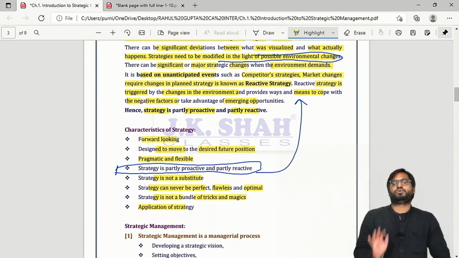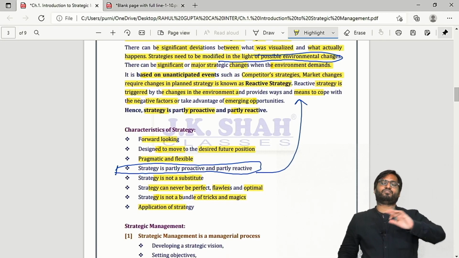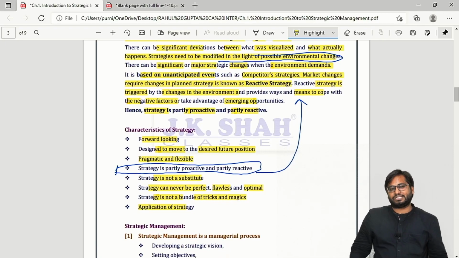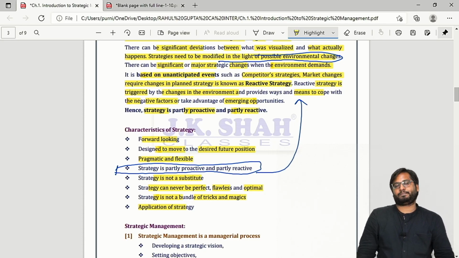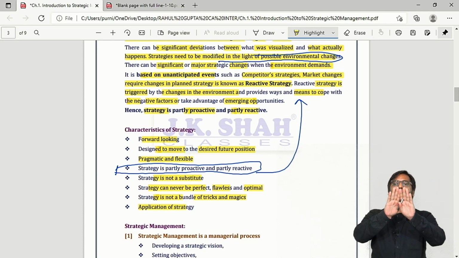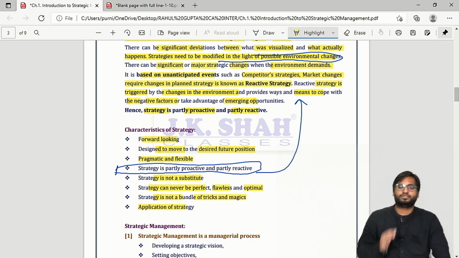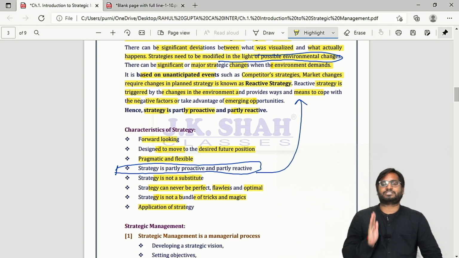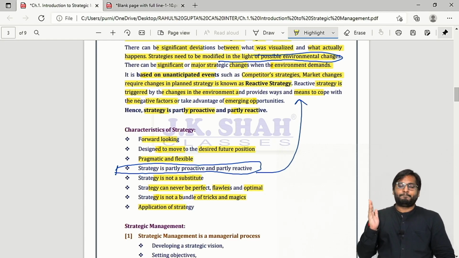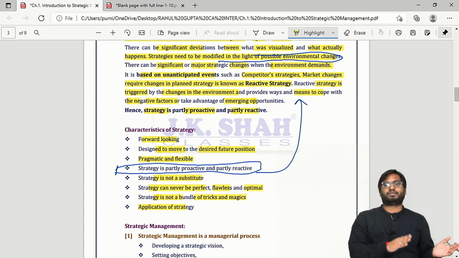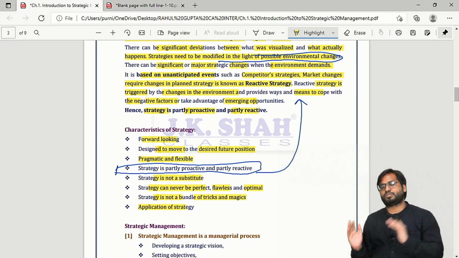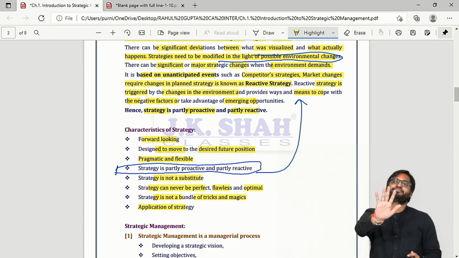So up to this point, we have studied what is management. We have also studied what is strategy. Now let's try to understand what is strategic management. It is nothing but combination of the two things, strategy and management. So what is strategic management? The first thing you should know is it is a managerial process. So strategic management is a managerial process of 5 things.